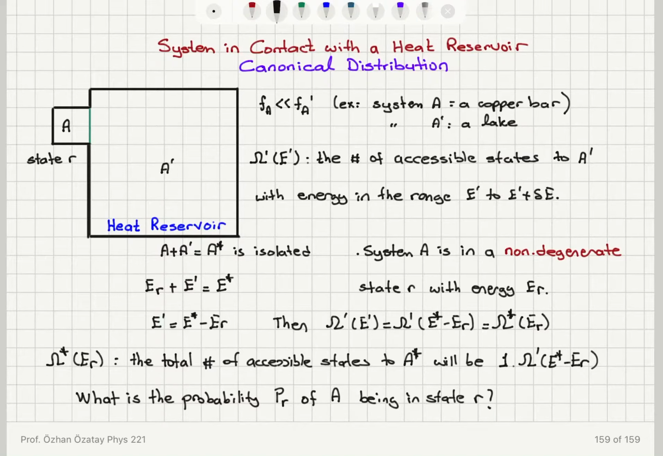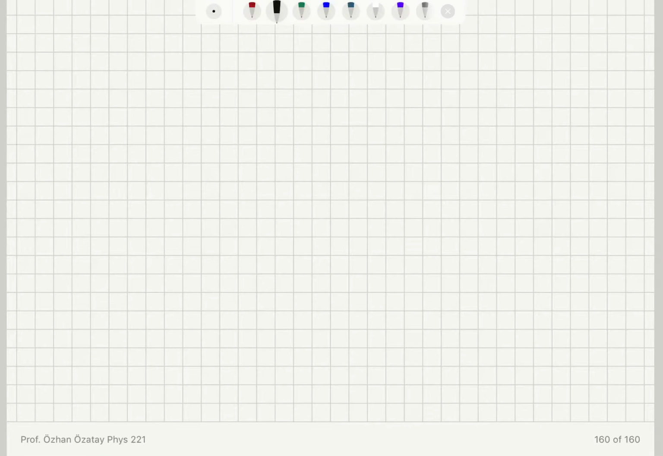The answer will be given by our statistical postulate, the postulate of equal a priori probabilities. So remember, it's the ratio of the number of states that corresponds to the scenario you're talking about divided by the total number of states that gives you the probability of that scenario. So this probability, the answer will be: A must be in state R, so there's only one accessible state.